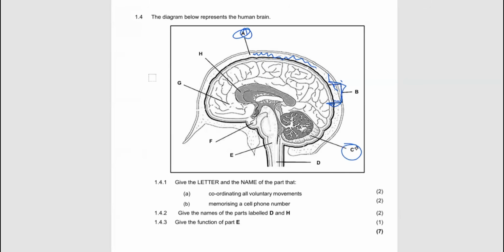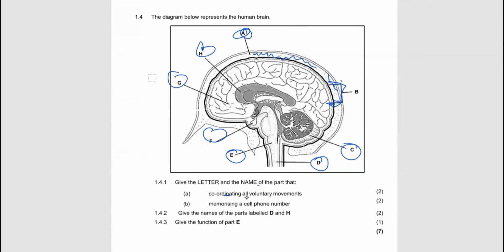Then what is this? Cerebellum. What is this? That is the spinal cord. What is this? Medulla oblongata. What is this? Pituitary gland. What is this? Cerebrum. What's this? Corpus callosum. So you need to know the function of each.